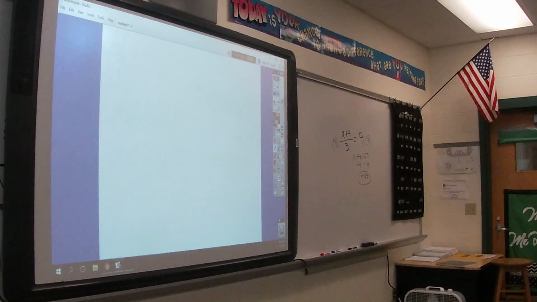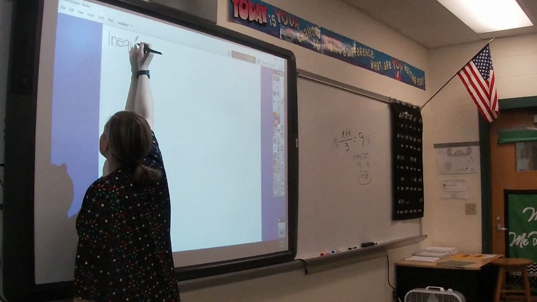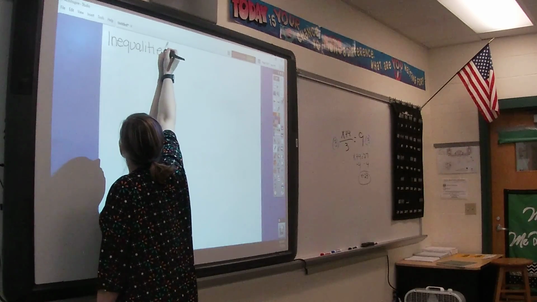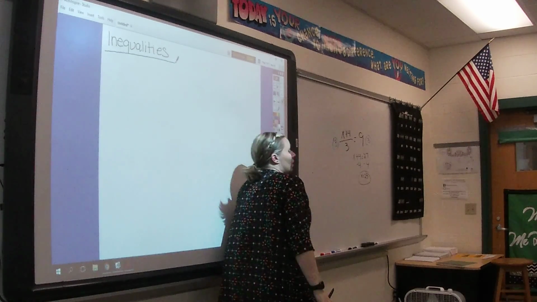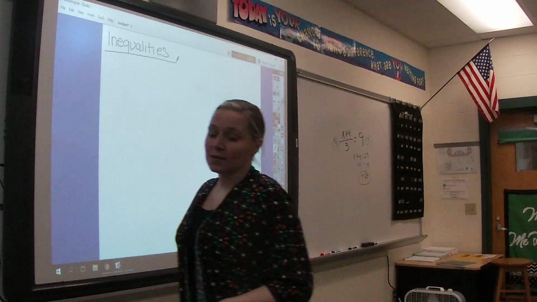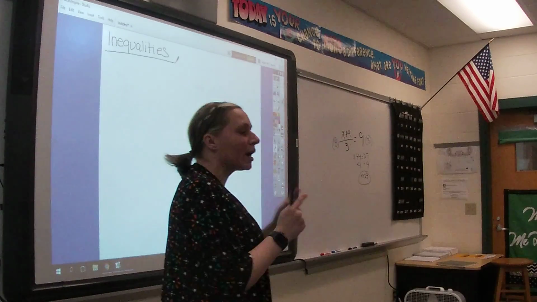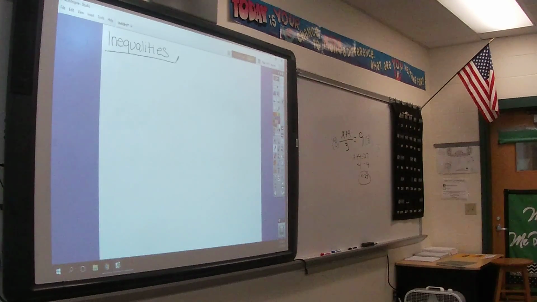Okay, for notes today, we're going to start looking at inequalities. Inequalities are exactly the same as equations, except instead of seeing an equal sign, we are going to see an inequality sign. One of the biggest frustrations my students have is getting their inequality sign right. They will do everything else correct, but they will get the inequality sign wrong because they can't figure out which direction it should go, or they don't know what it's called.